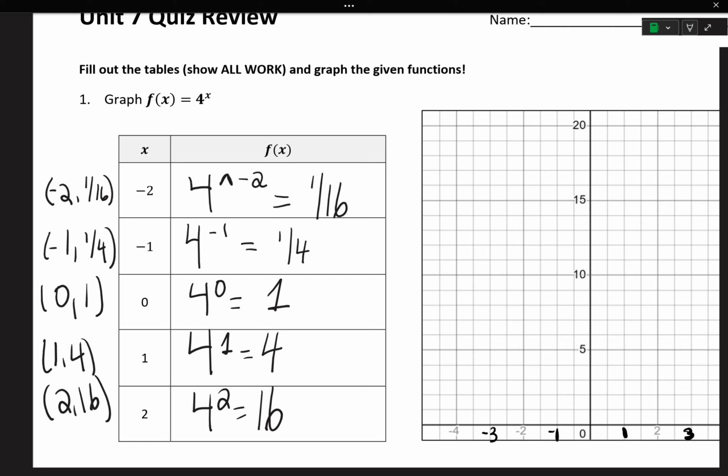I'm going to graph everything I'm comfortable with graphing. As long as you have that table complete, it's good for me. I feel comfortable starting at -1, 1/4 because I feel that 1/4 is like an easy thing to estimate. It's a quarter. Next I have 0, 1, 1, 4, and 2, 16. Then I'm going to go ahead and connect them. It should look like a swoop that's flattening out at 0.